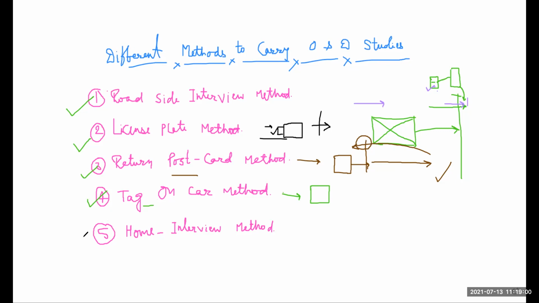Next is the home interview method. In the home interview method, 3 to 4 people will come to your home and ask your parents, or sometimes you, how many vehicles are present in your home, how many persons go from your home in the morning, afternoon or evening, and for which purposes they go. Many questions they ask your parents or sometimes you. These are the different methods of origin and destination study. You should all remember the methods of carrying out origin and destination study, because these questions are generally asked in examinations. So keep these points in your mind.